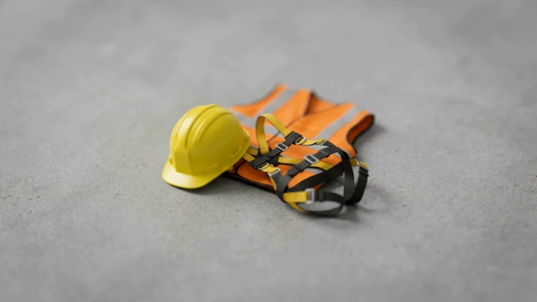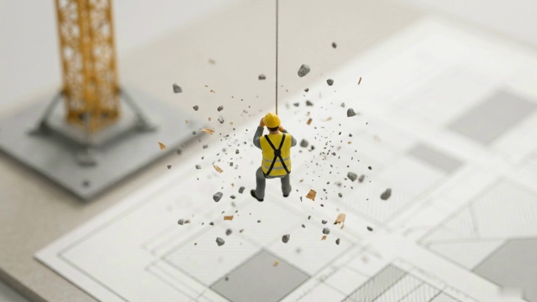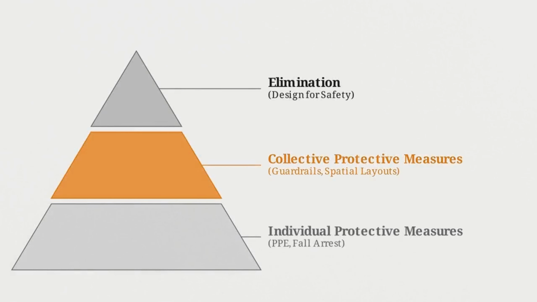Individual protective measures such as fall arrest systems and standard PPE are at the bottom of the hierarchy. They only activate after a failure has already occurred. Collective protective measures like redesigned spatial layouts and structural guardrails have statutory priority. The goal is to move up the pyramid toward total elimination.